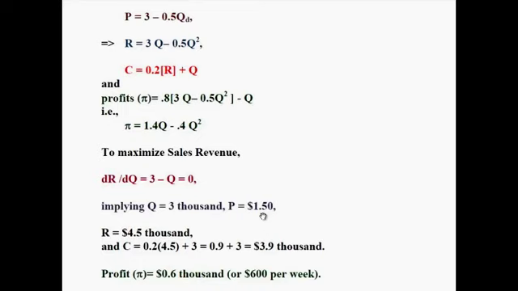20% of 4.5 is 0.9, plus 3 is 3.9. The revenue is 4.5, so 4.5 minus 3.9 gives us 0.6. Our profit is going to be 0.6 thousand, or $600 per week.